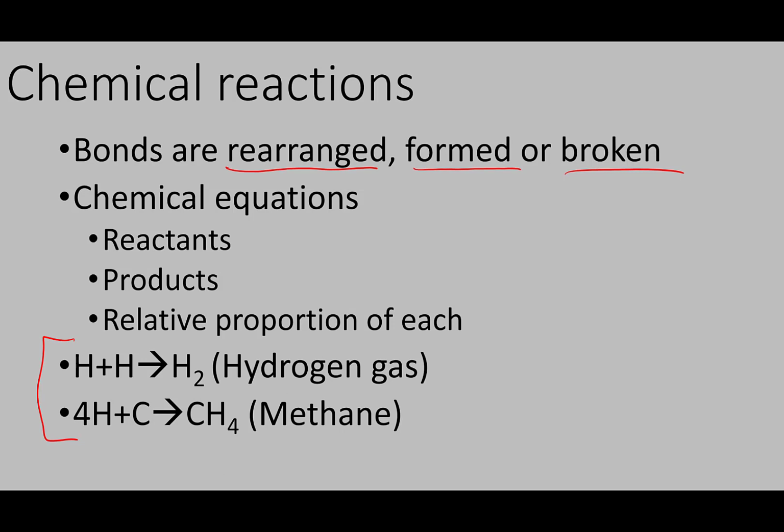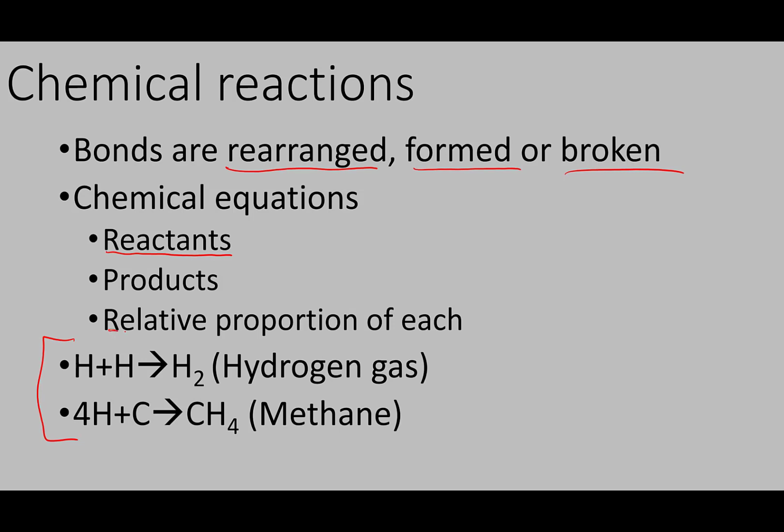In a chemical equation, we have two parts. We have reactants. Reactants are what the arrow is pointing away from. It's what we're starting with. And products. Products are what the arrow is pointing towards. It's what we get out of the chemical reaction.